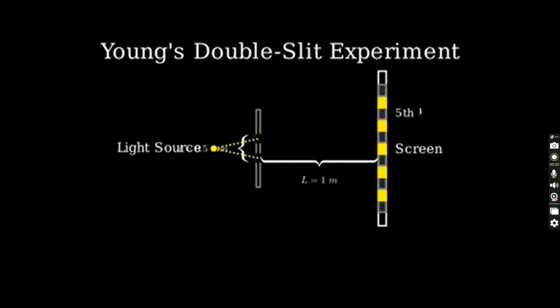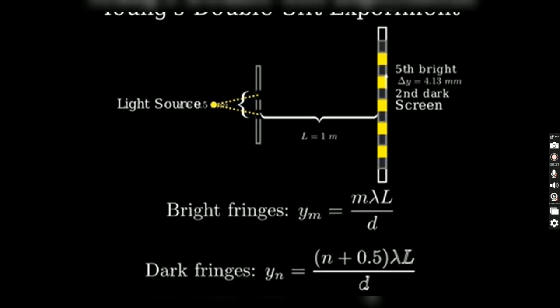The problem tells us that the fifth bright fringe is 4.13 millimeters away from the second dark fringe. Let's recall the formulas for bright and dark fringes. For bright fringes, Ym equals m lambda L over d, where m is the order number. For dark fringes, Yn equals n plus 0.5 times lambda L over d, where n is the order number.